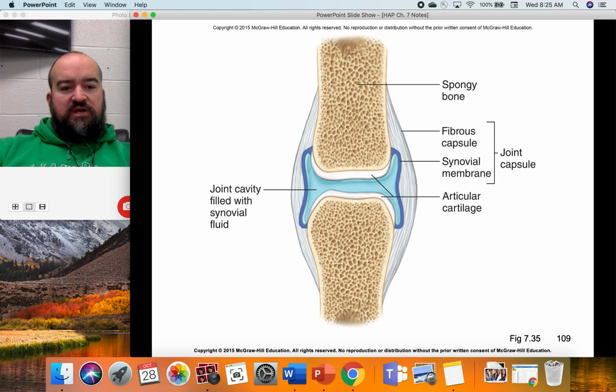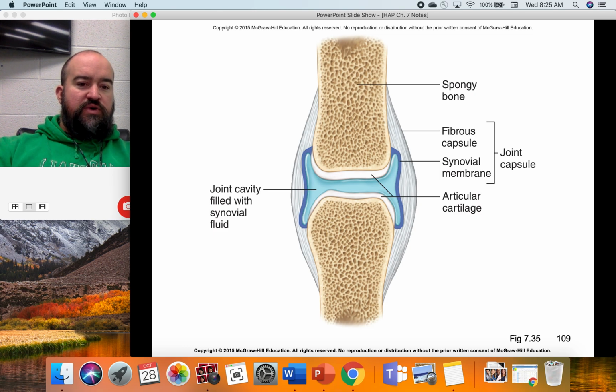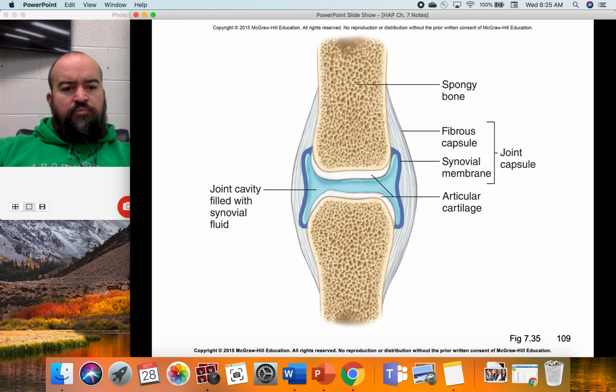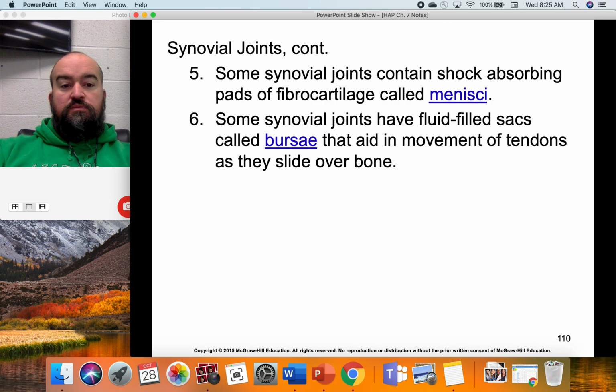There's a fibrous capsule that surrounds the entire joint that runs continuous with the periosteum of the bones that meet at the joint. Articular cartilage is the cartilage that we've talked about that covers the end of the bone, and then inside of there is the joint cavity that's filled with the synovial fluid that acts as a lubricant and shock absorption.